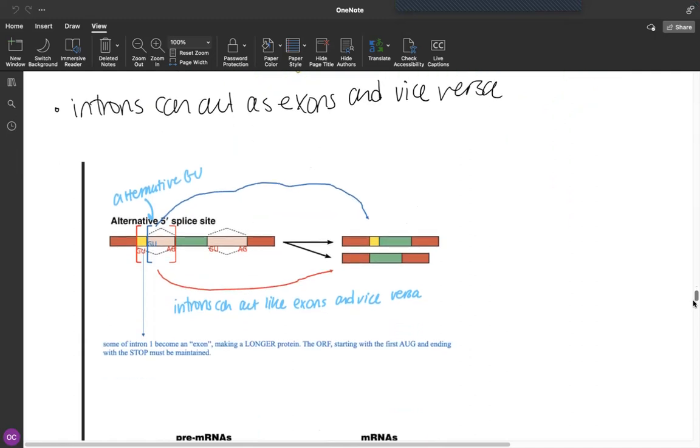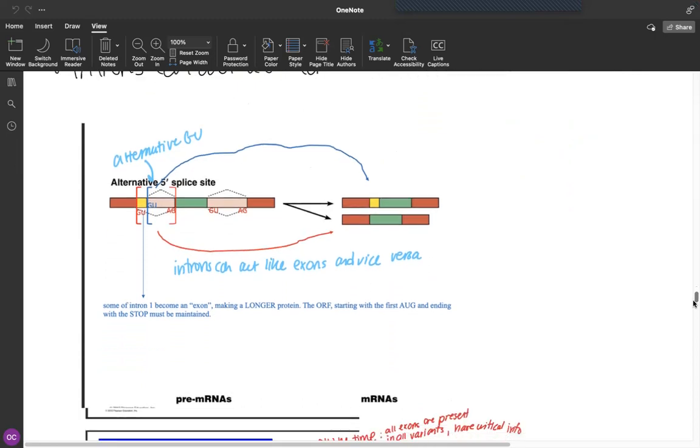This means that introns can act as exons and vice versa. So we have a lot more flexibility and freedom in the genetic code, or not the genetic code, our genetic sequence.